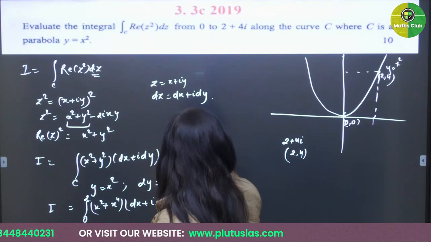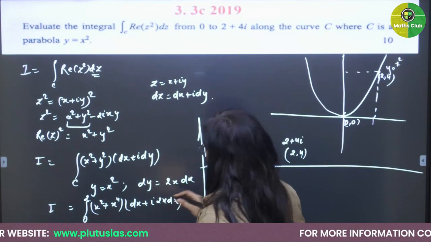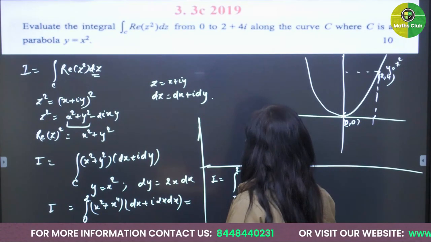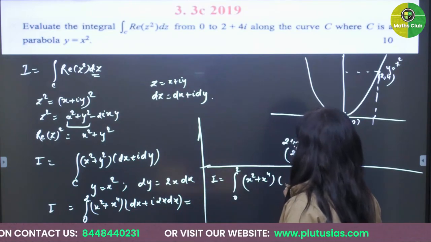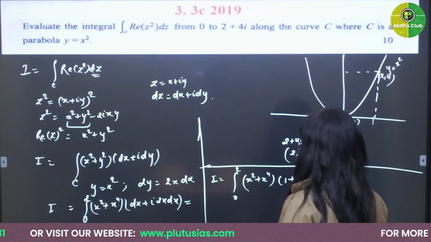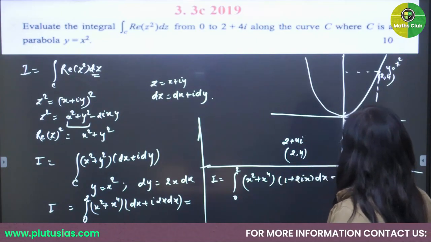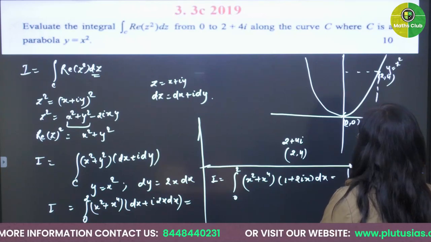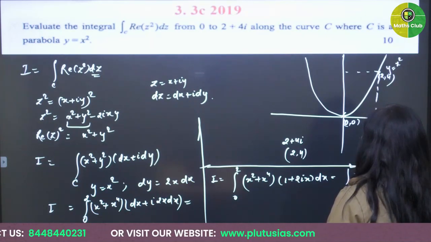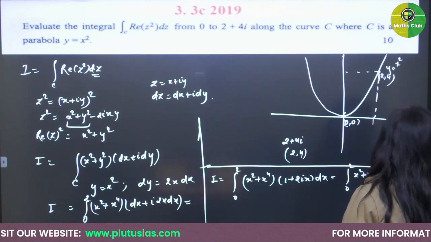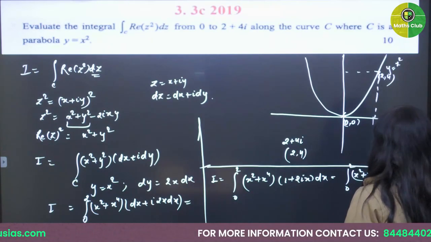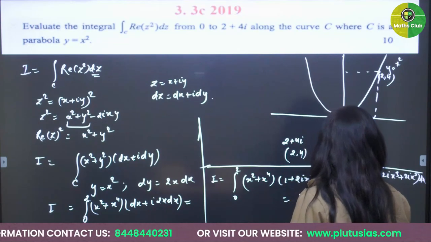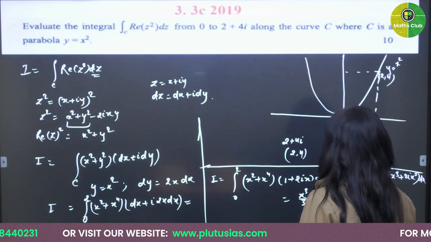For simplification, we can do one thing. I is equal to the integral from 0 to 2 of (x square plus x raised to power 4), and can I take dx common? Then it would be (1 plus 2 iota x) dx. If I multiply them inside so that the integration is easier, it would be the integral from 0 to 2 of (x square plus x to the power 4 plus 2 iota x cube plus 2 iota x raised to power 5) dx. Now do the integration. It would be x cube by 3, x4 by 4, 2 x5 by 5, as the power is increased now.